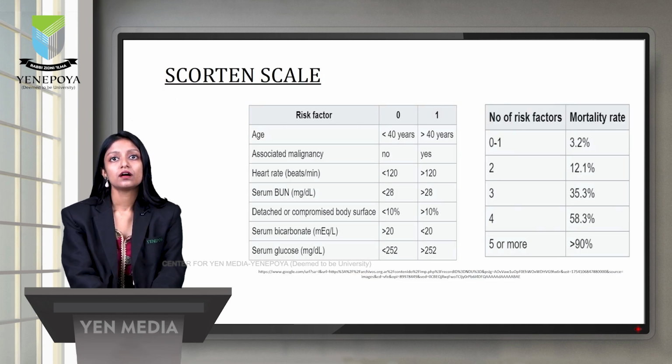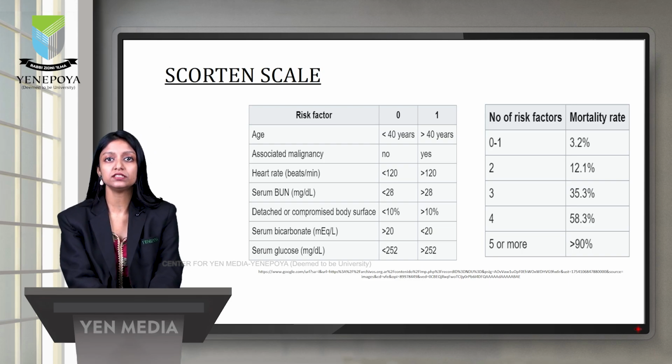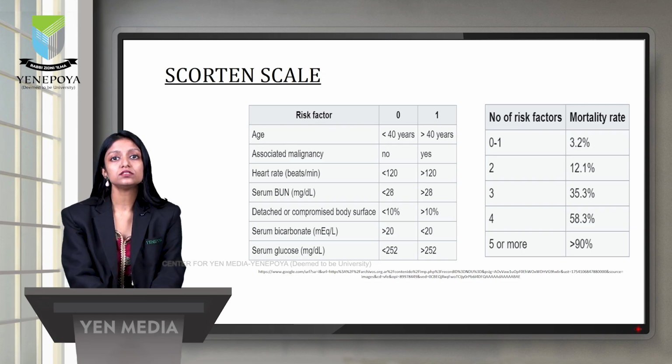Now, coming to the assessment part, we have a scale which determines what score to be given and assesses the mortality rate depending on the score. It is known as the SCORTEN scale. So what are the factors? We see here there are 7 factors which are responsible. The first one is age. If the age is greater than 40 years, automatically the person will be more vulnerable and we score it as a point of 1. If it is less than that, we score it as 0. Heart rate: if the heart rate is less than 120, we score it as 0. Greater than 120, we score it as 1.